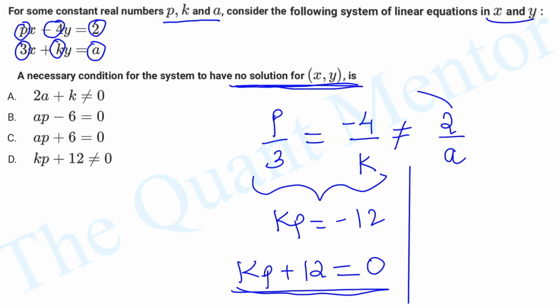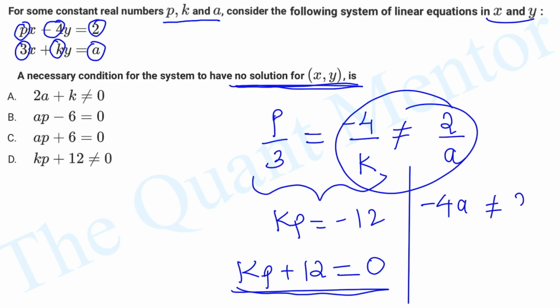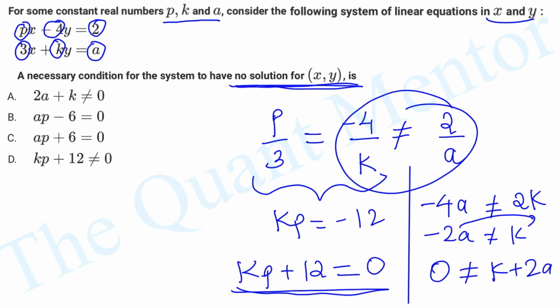From the second part, we can notice that minus 4 upon k should not be equal to 2 upon a. If I cross multiply, minus 4a should not be equal to 2k. If I divide by 2 on both sides, I will have minus 2a is not equal to k. Now I can take minus 2a on the right hand side. It will become 0 is not equal to k plus 2a. Matter of factly, 2a plus k should not be equal to 0. And this is very clearly our A option.